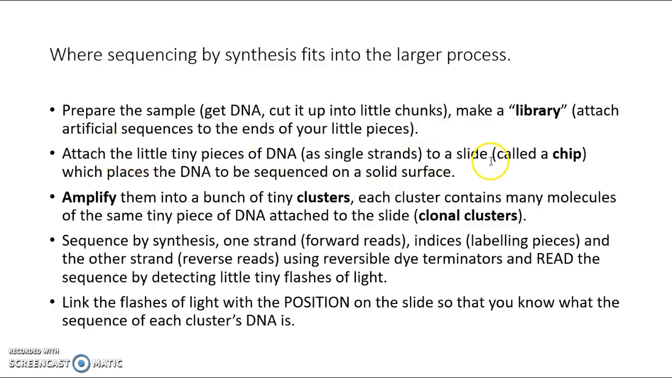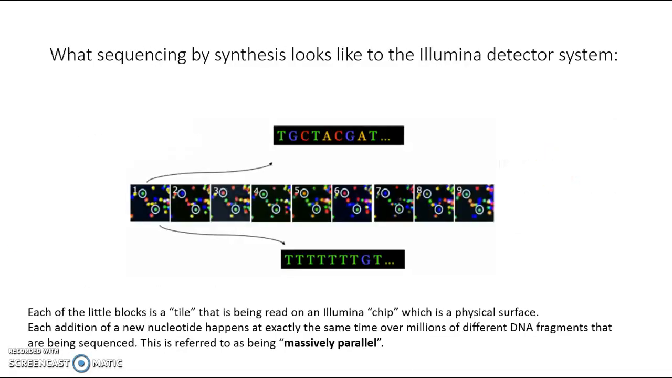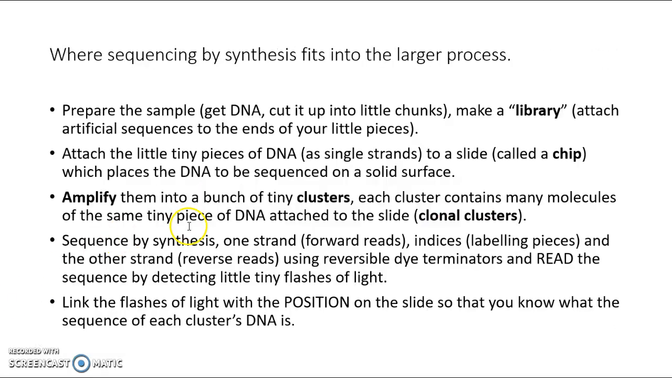Then we're going to take those little tiny pieces and we're going to attach them to a solid surface called a chip. And we were just looking at images of sequencing happening on a chip a moment ago as we looked at this slide. Then we're going to amplify each of those little bits of DNA into identical clonal groups. Clonal means identical, so little clusters of all the same molecule. And then we're going to actually do what is called sequencing by synthesis and detect the nucleotide sequences of our strands of interest. And then we're going to link the flashes of light with the position on the slide so that we know what the sequence of each cluster's DNA is.